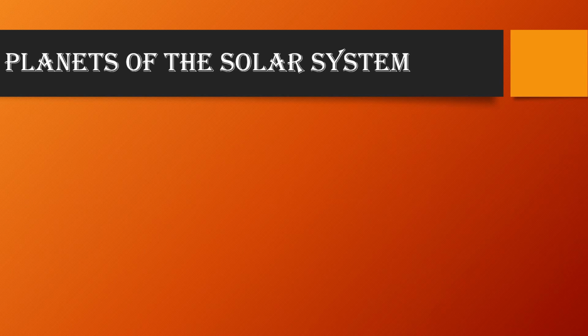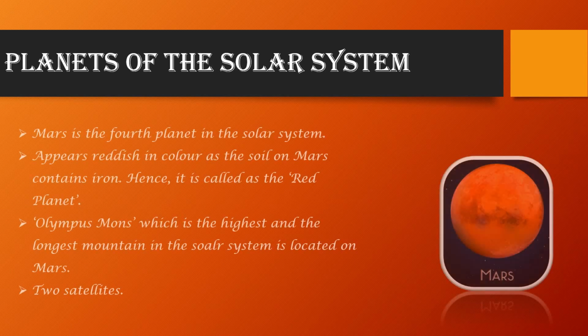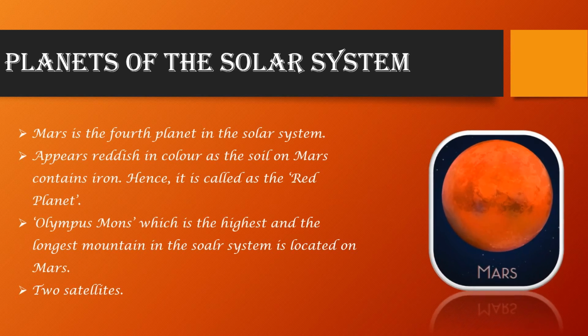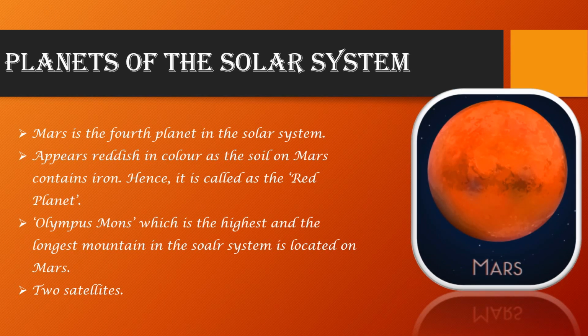Now we will learn about the planet Mars. Mars is the fourth planet in the solar system. Mars appears reddish in color as the soil on Mars contains iron. Hence, it is called the red planet. Olympus Mons, which is the highest and the longest mountain in the solar system, is located on Mars. And Mars has 2 satellites.